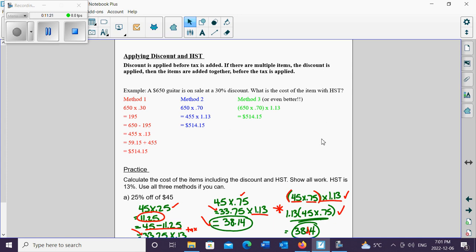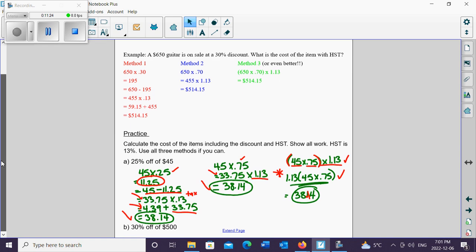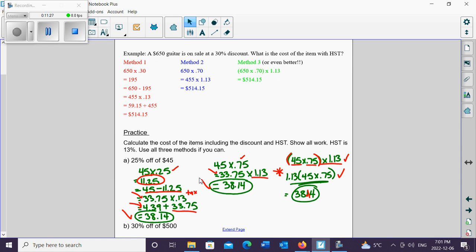this way? As I look over here, it looks like I did one of them using all three methods. Here is 45 times 25% off. That's how much off it is, $11.25. You see, in this case, I subtracted it from my original cost, which gives me $33.75. Then I multiply it by tax, 13%. It gives me $4.39 tax. Add the original, or the discounted price, and it gives me $38.14.